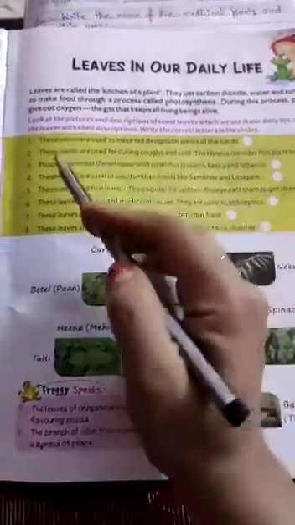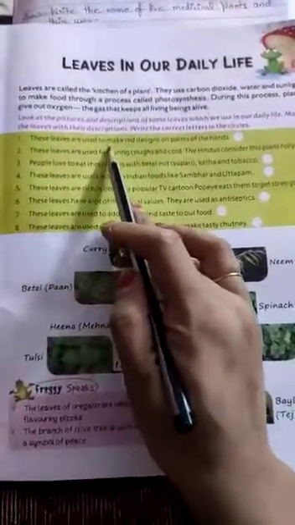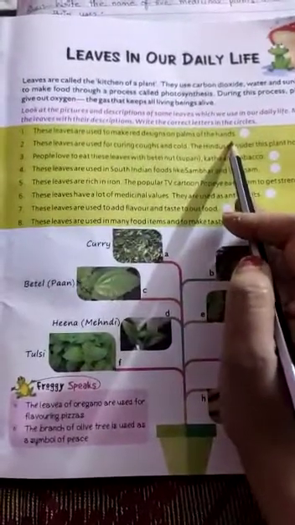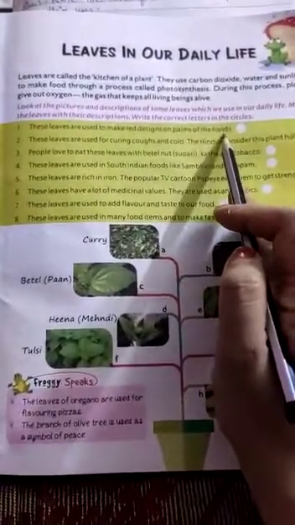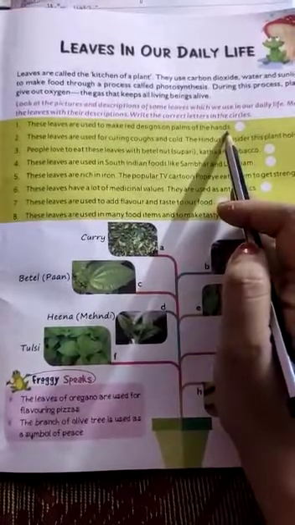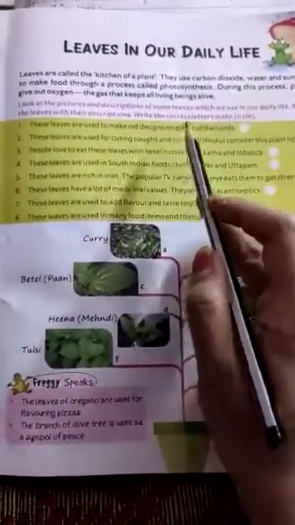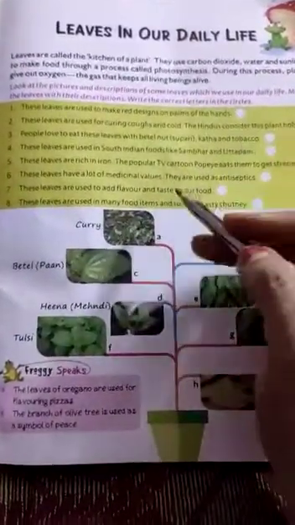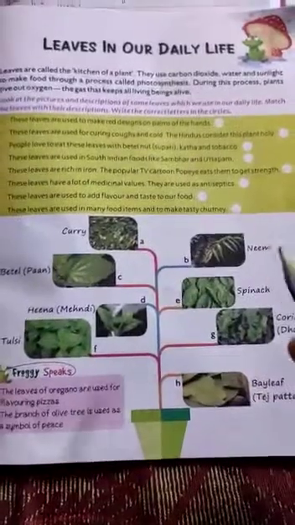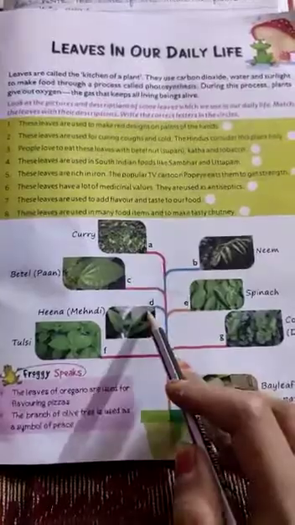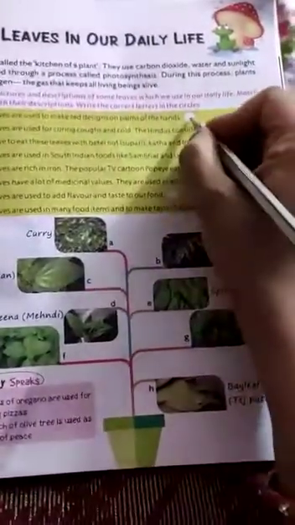Okay. Let's start. These leaves are used to make red design on palms of the hand. So we use the paste of these leaves to make designs on our palms. We make these designs on any special occasion or festival or whenever we want. I hope you all know that this is called henna or mehndi. So the letter assigned to henna or mehndi is D. We will write D over here.